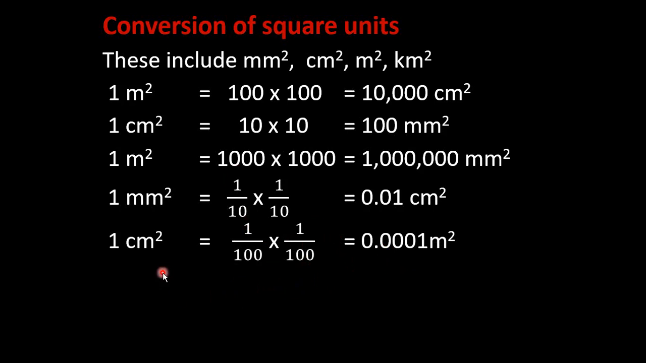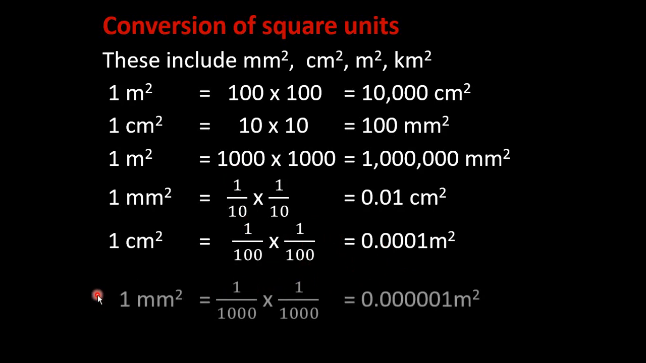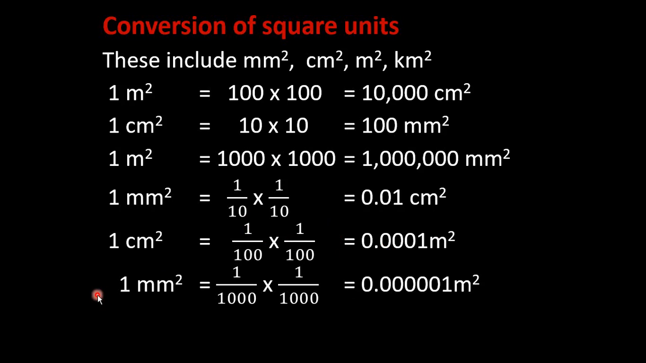0.0001 meter squared. In a similar way, 1 millimeter squared is going to be 1 millimeter times 1 millimeter, which is the same as 1 over 1,000 meters times 1 over 1,000 meters, which will give you 0.000001 meter squared. Now, you are going to understand this as we do the examples. Let's see the examples for you to get this better.